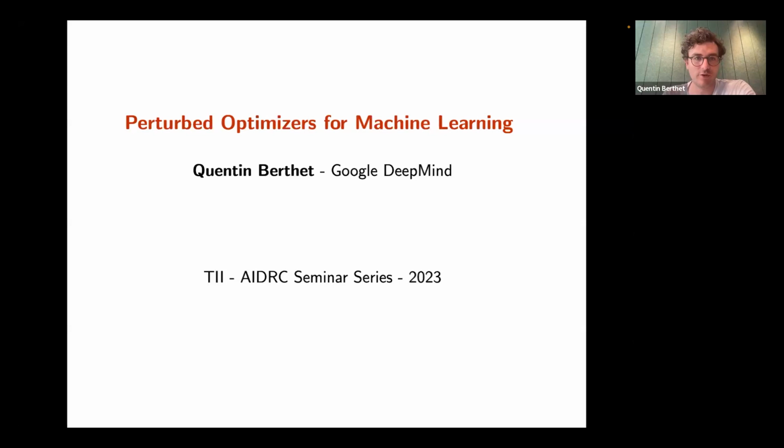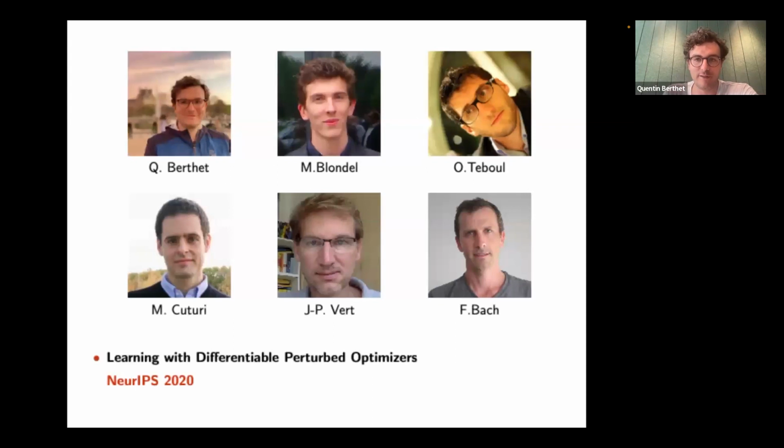So today I'm going to talk about, as Maxime said, perturbed optimizers for machine learning. This is a presentation of a line of work that we've had over the last few years with some of my colleagues at Google. The aim is really to include as many operations as possible in end-to-end differentiable systems. The first work that this is based on was from a few years ago with some of my colleagues at Google and Francis Bach at INRIA.